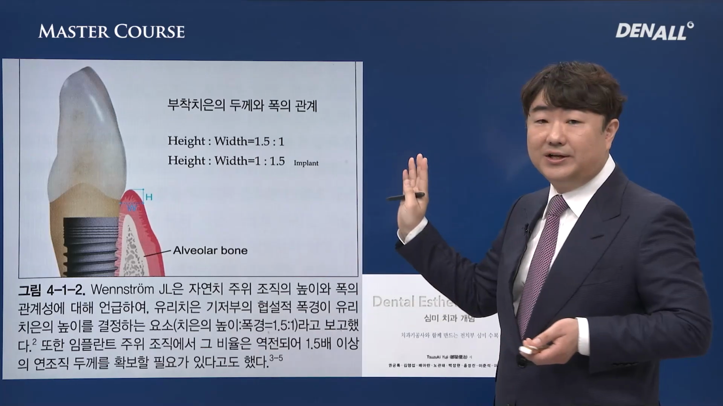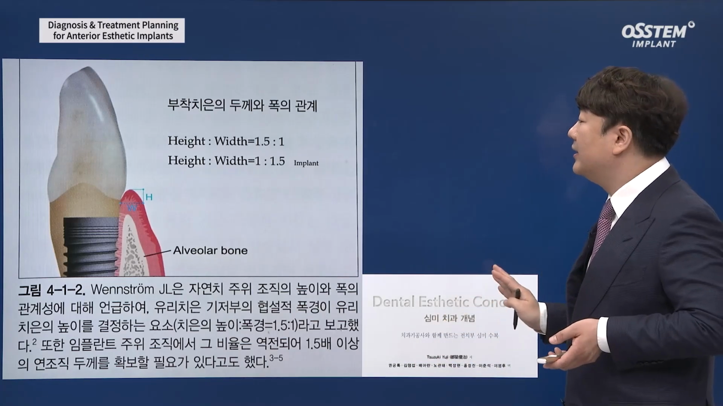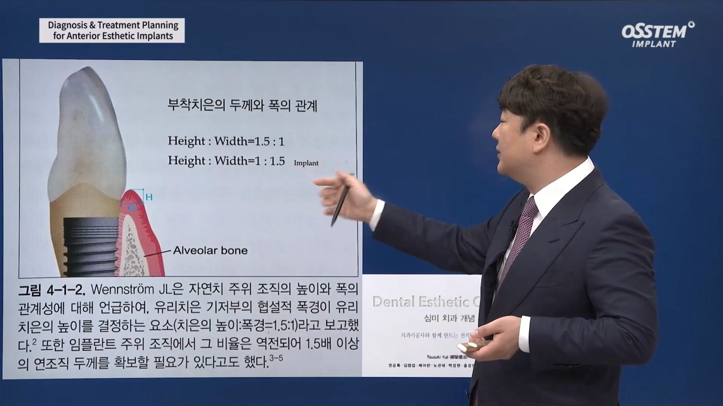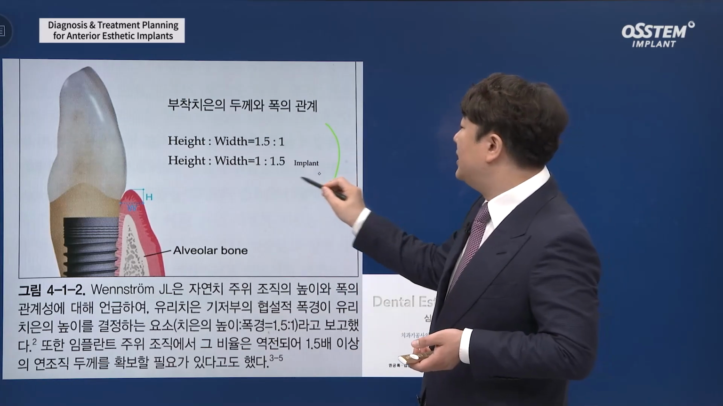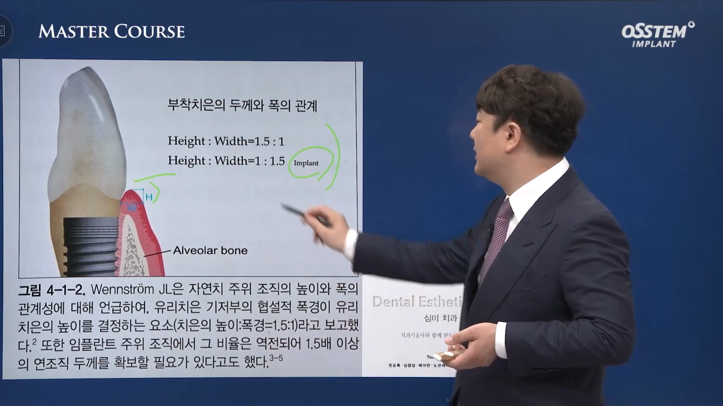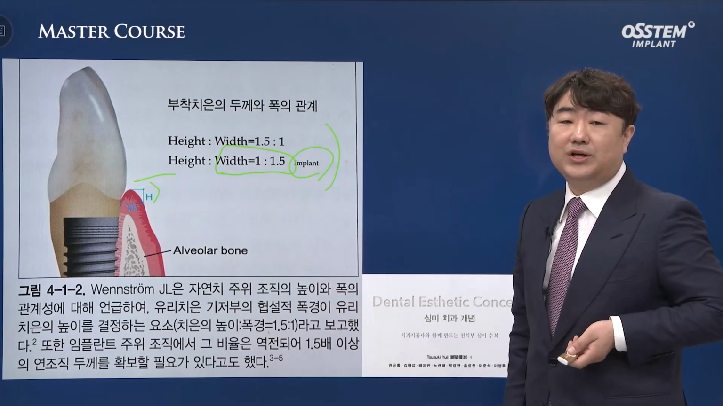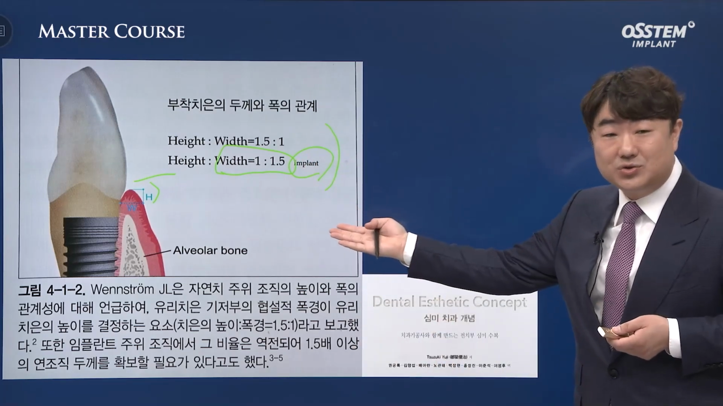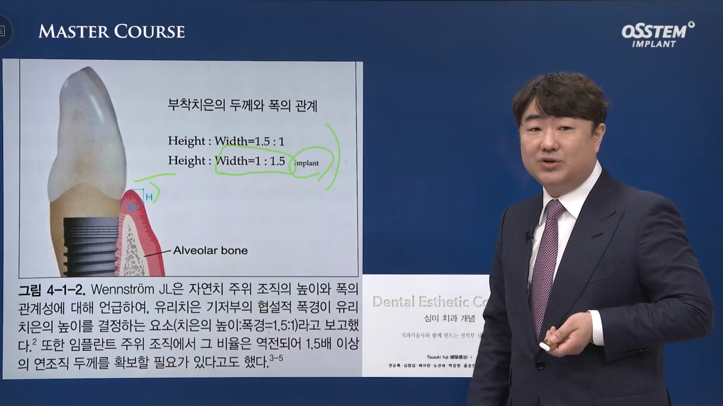This is from a book that I have, and it summarizes the two previous points. In the case of implant, in order to secure height of the gingival margin, you need to have much thicker soft tissue thickness. As a result, soft tissue grafting such as CTG may be necessary.